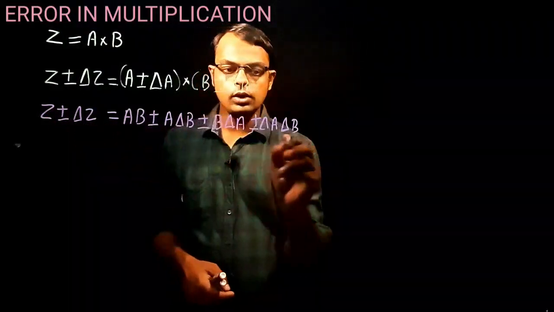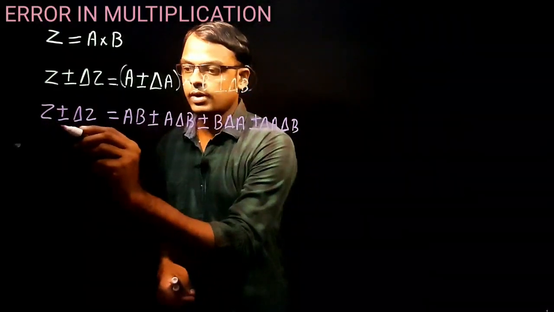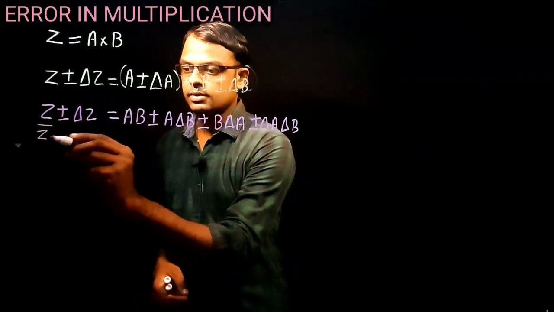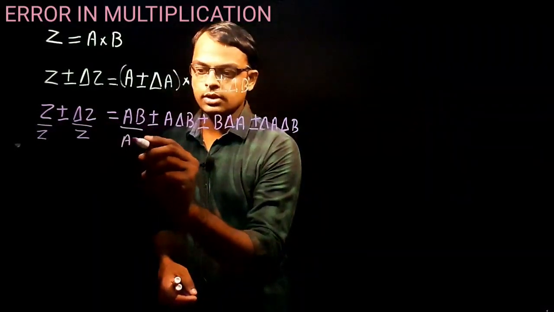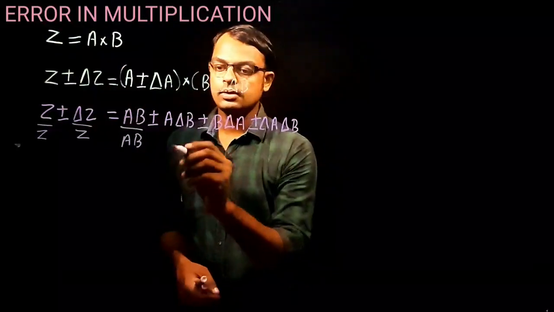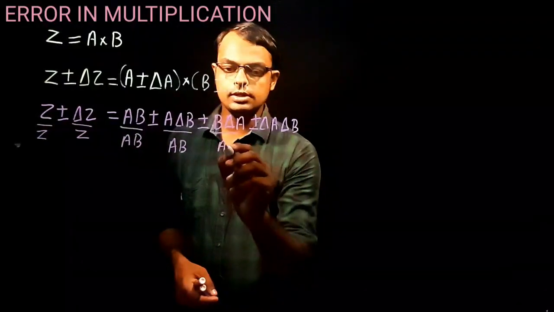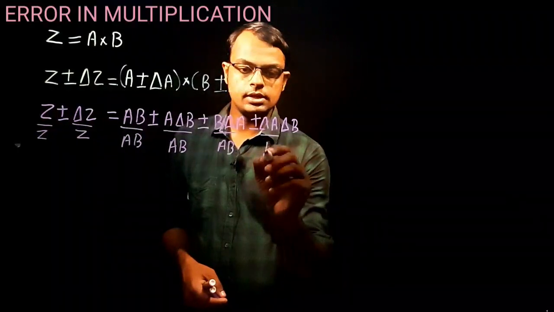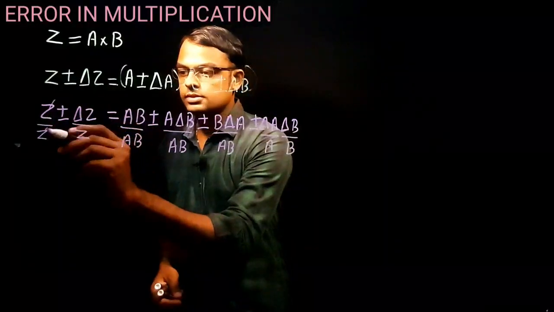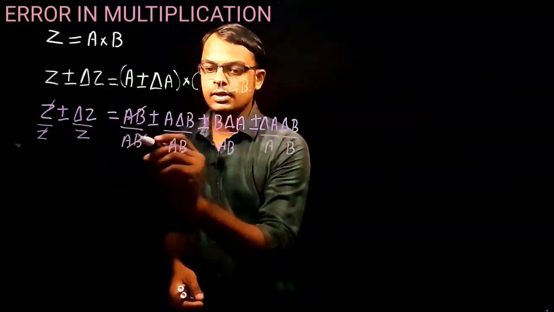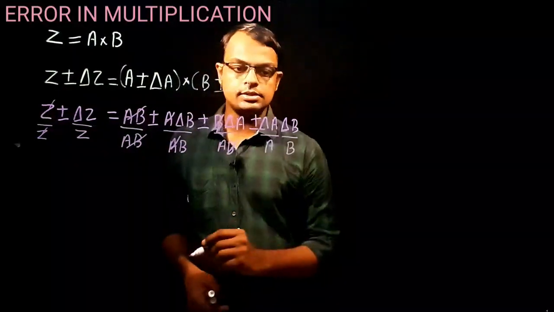Now divide the whole equation by Z. So what will we get here? Divide by Z, divide by Z, divide by Z. Z means what? AB. Z is equal to A into B. Divide by Z, Z is equal to AB. Here also Z is equal to AB. Here also Z is equal to AB. So I can write like this: Z, Z cancel. AB, AB cancel. A cancel. B cancel. Nothing else.